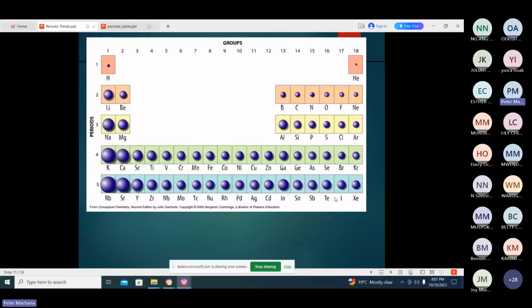So these ones, groups 1 and 2, form positive ions, and 6 and 7 form negative ions. And the positive ions attract the negative ions, they form ionic compounds.